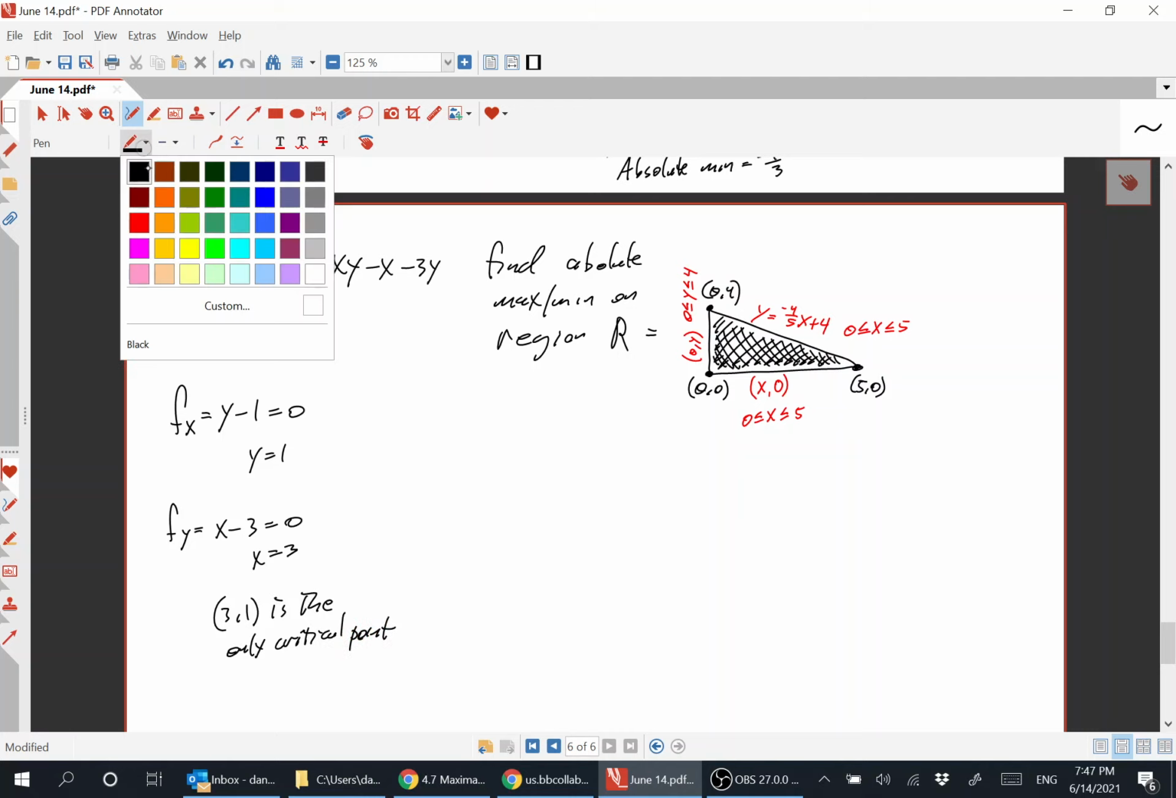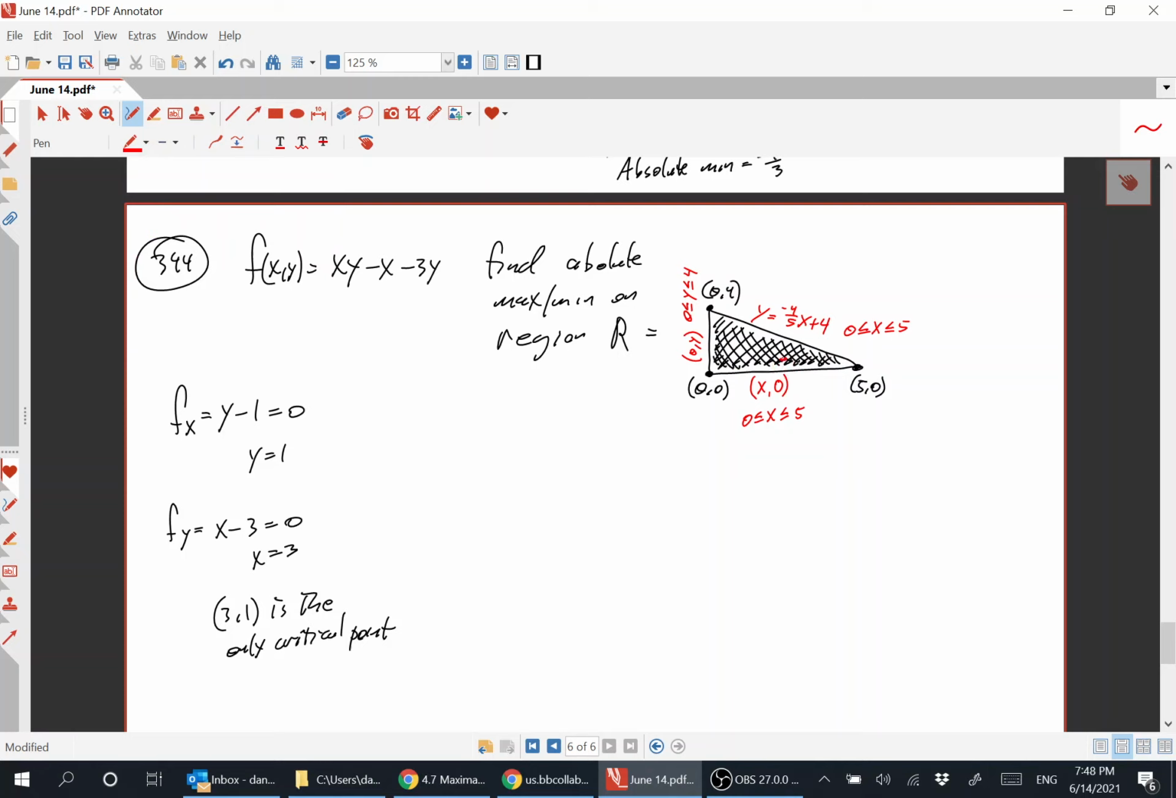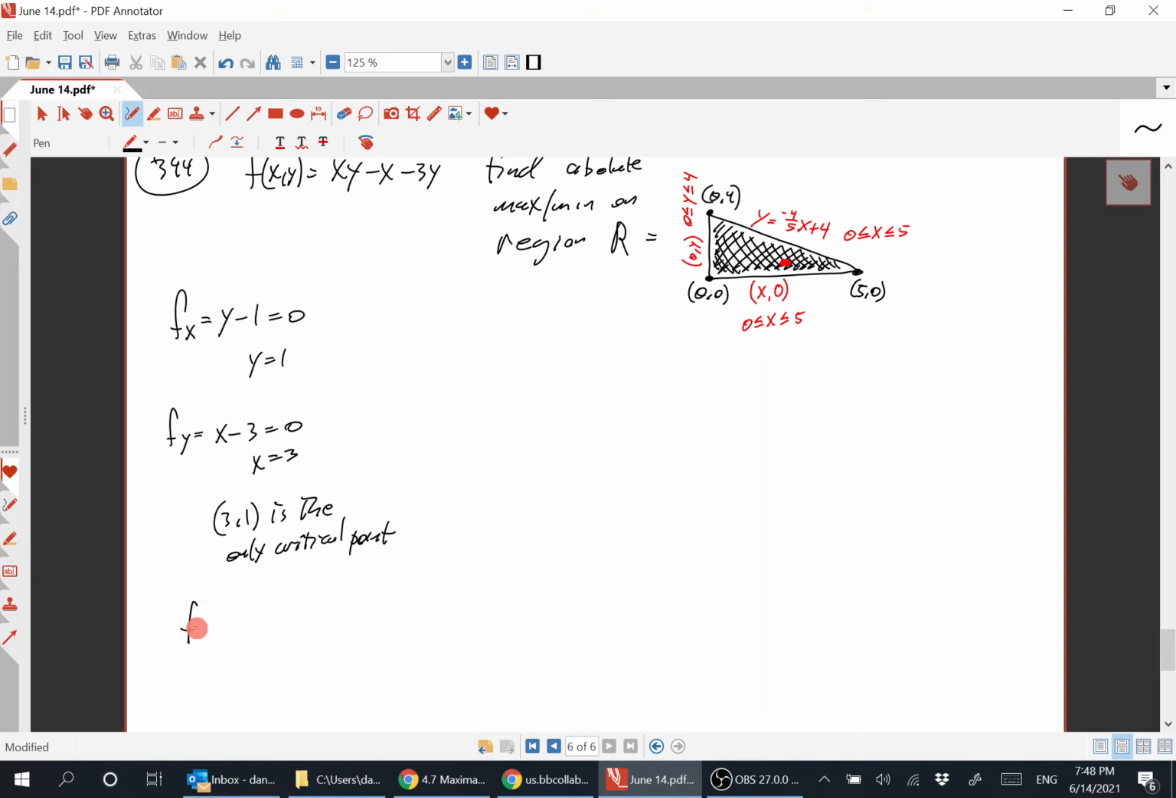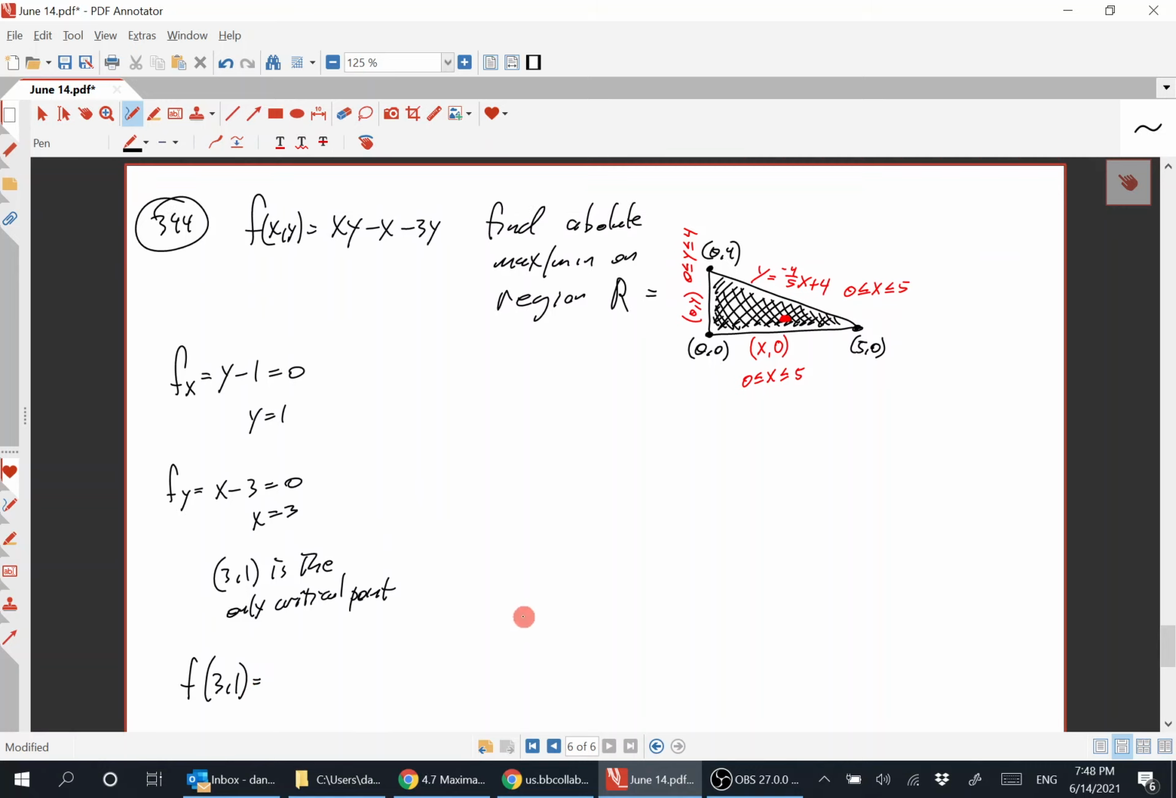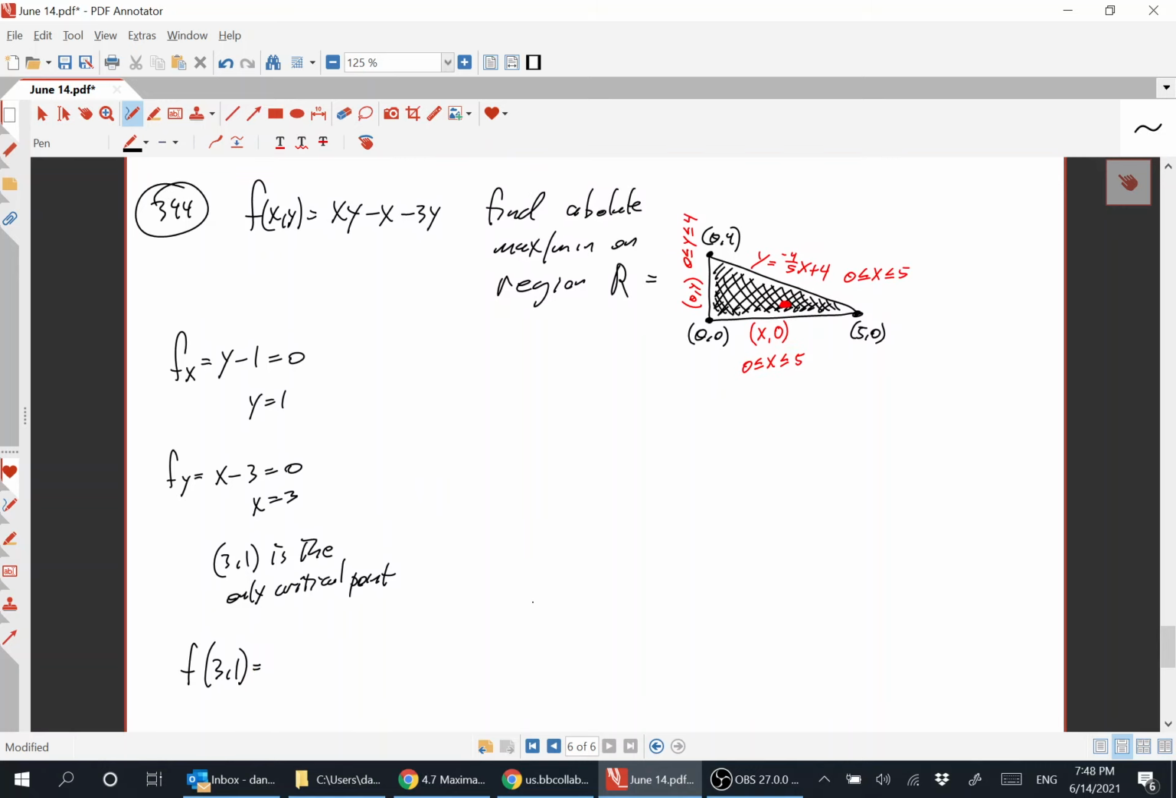All right, and that is inside this, right? So (3, 1) is right about there. That's the only critical point in the interior. So just plug it into the function and check it out. You don't have to check the determinant to see if it's a relative max or min or whatever it is. I mean, there are only finitely many points to check here. So 3 times 1 is 3, minus 3, minus 3, so it's minus 3. So at the one critical point in the interior, you have f of x, y equal to minus 3. Now let's check the boundary.